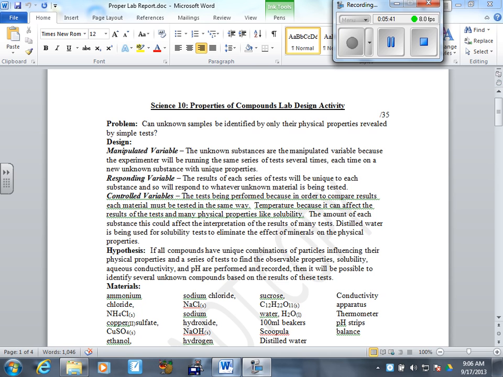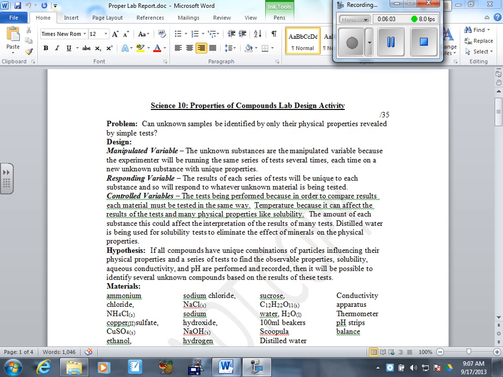Okay, so the manipulated variable here was the unknown substances. So what I'm looking for is a statement that explains that to me. The unknown substances are the manipulated variable because the experimenter will be running the same series of tests several times, each time on a new unknown substance with unique properties. Okay, so I say a little bit about each thing having unique properties, and why this is the manipulated variable.